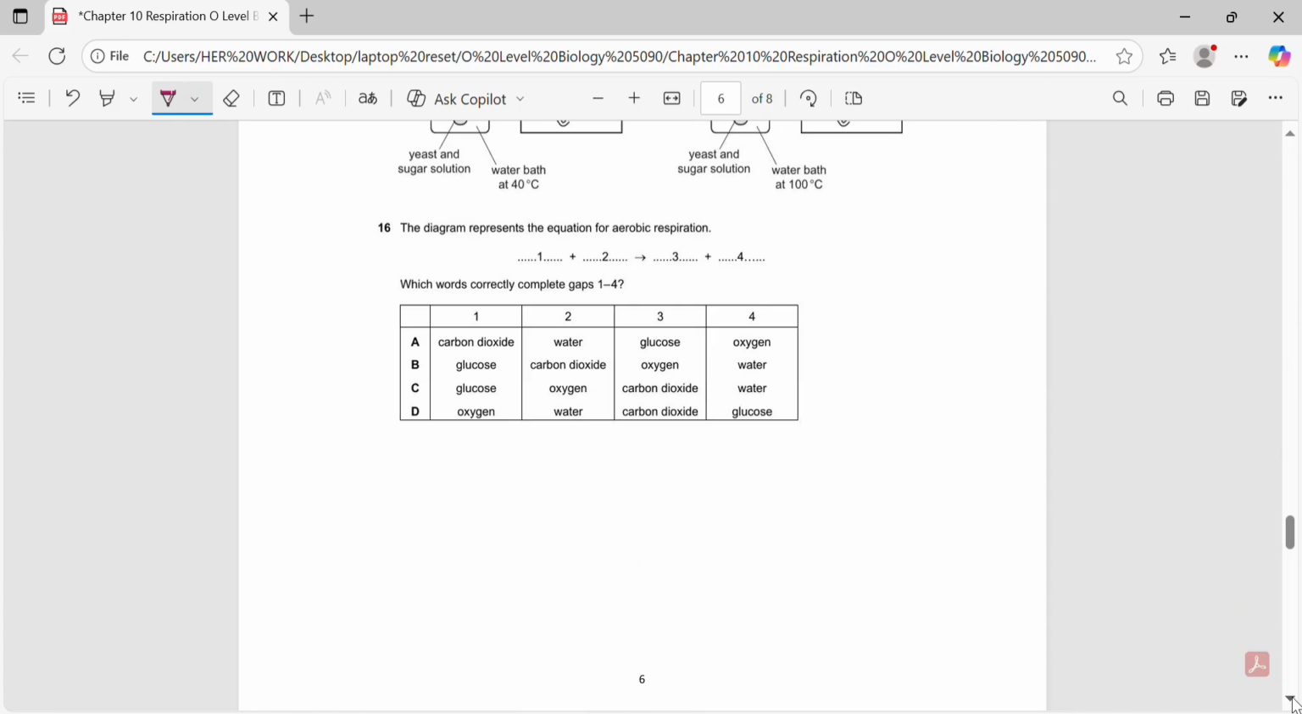Next, this question asks, which words correctly complete gaps 1 to 4 in the aerobic respiration equation? To solve this, we recall the word equation for aerobic respiration. Glucose plus oxygen makes carbon dioxide and water. Once we know this, we simply match each part of the equation to the 4 blanks. The first blank must be glucose, the second, oxygen, the third, carbon dioxide, and the fourth, water. When we compare these with the table of options, option C lists the sequence in the correct order. None of the other options follow the proper arrangement of reactants and products. Therefore, the correct answer is C, so this is the correct option.